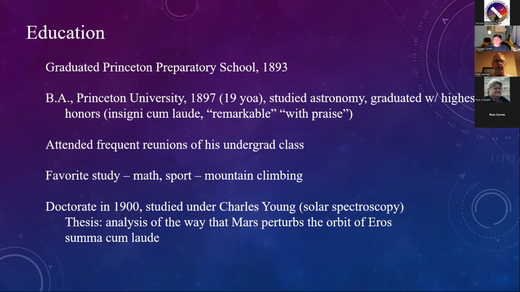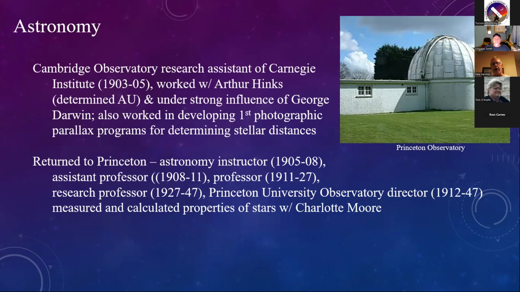When we move to astronomy, as far as his working profession, he was a researcher. After obtaining his doctorate, he was a research assistant attached to the Carnegie Institute over in Cambridge, and worked with Arthur Hinks, determining the length of the astronomical unit, and under the strong influence of George Darwin, also working in developing some of the first photographic parallax programs to measure stellar distances. And this was essentially, for all practical purposes, his postdoc work that was accomplished at Cambridge.